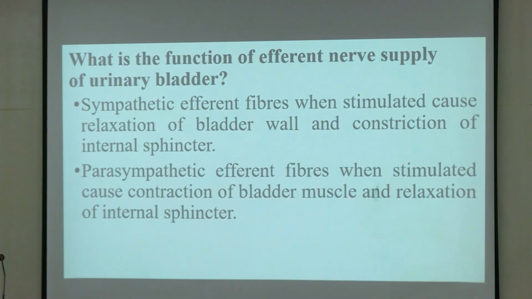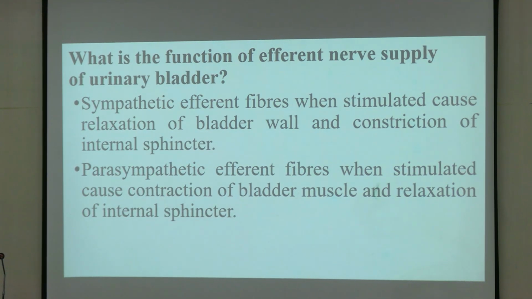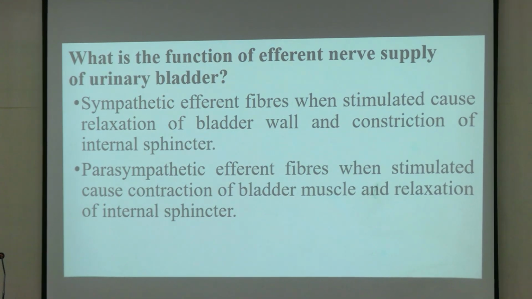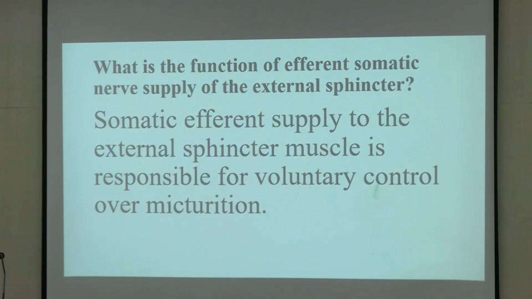What is the function of the efferent nerve supply of the urinary bladder? Either vasoconstriction or not vasoconstriction, contraction of the muscle or relaxation of the muscle, based on whether it's sympathetic or parasympathetic. What is the function of the efferent?